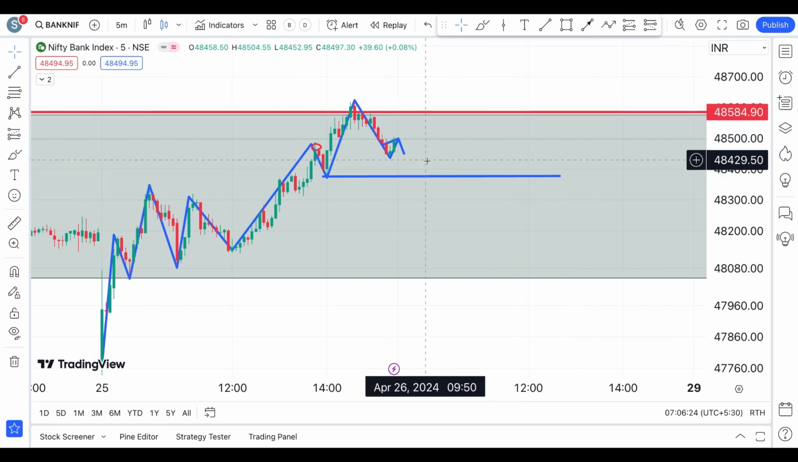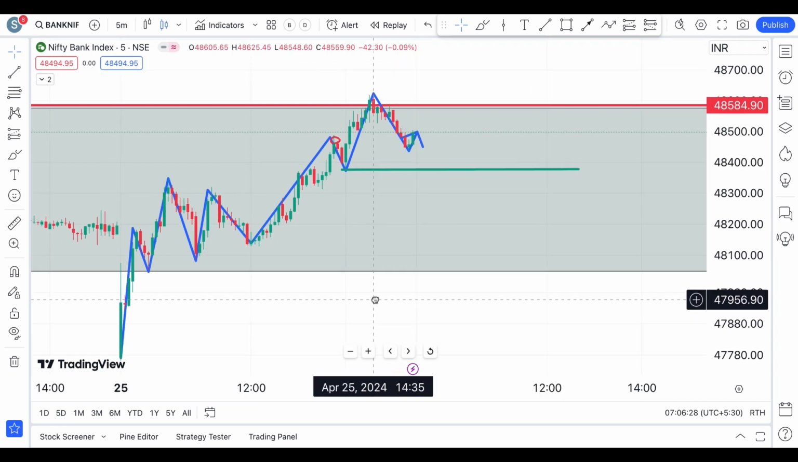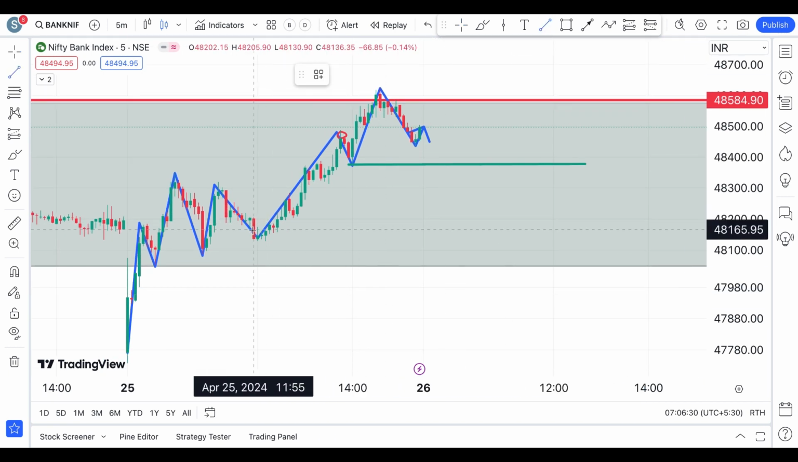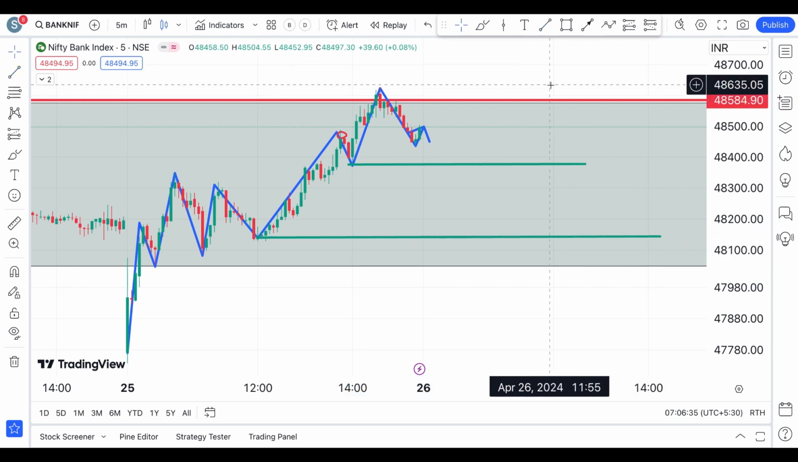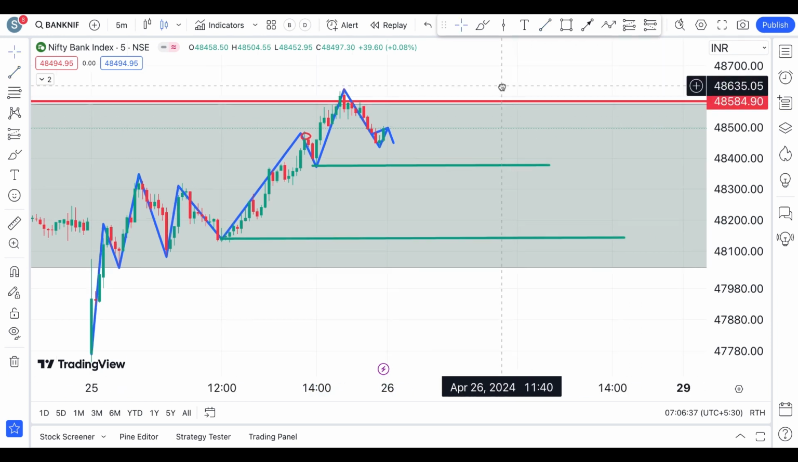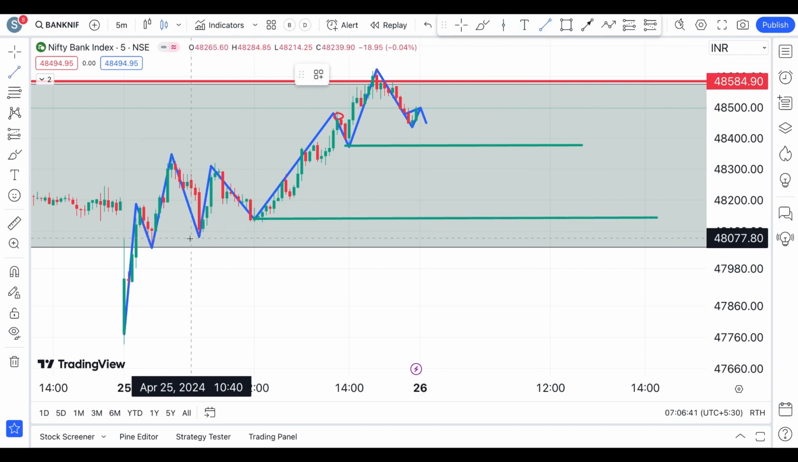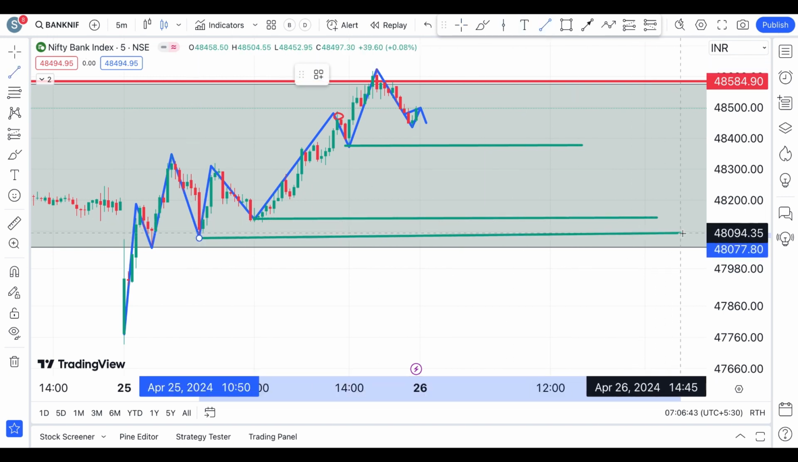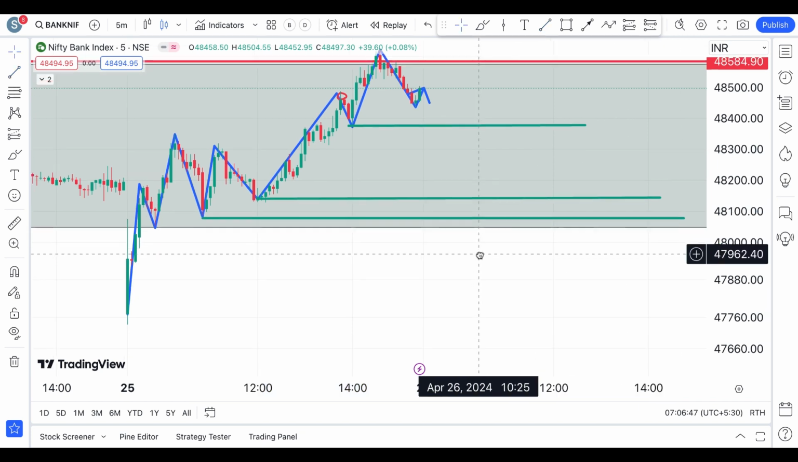Let me change the color of the support level lines into green, so that we know which is support and which is not. And here you have this as your next support level. It doesn't mean that when you say it's a support level, it is definitely going to act as support, but it is worth paying attention to these areas when the bank nifty is at that level.